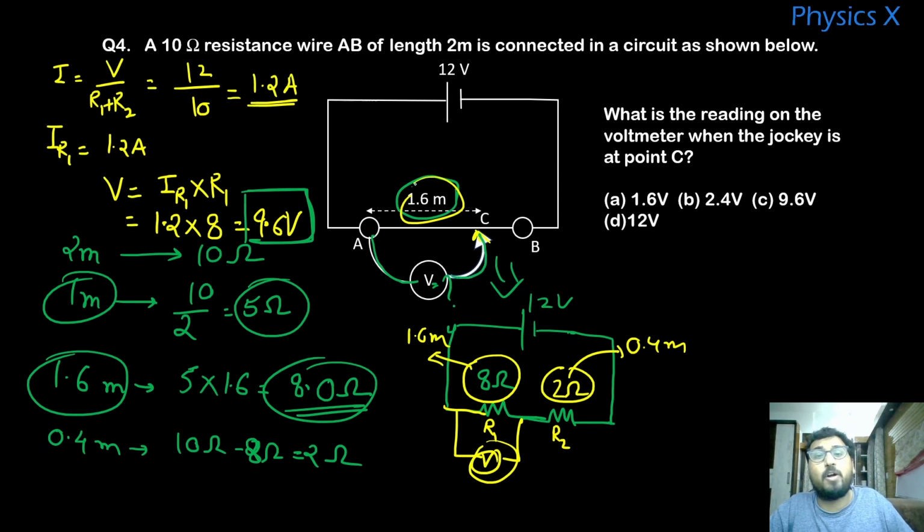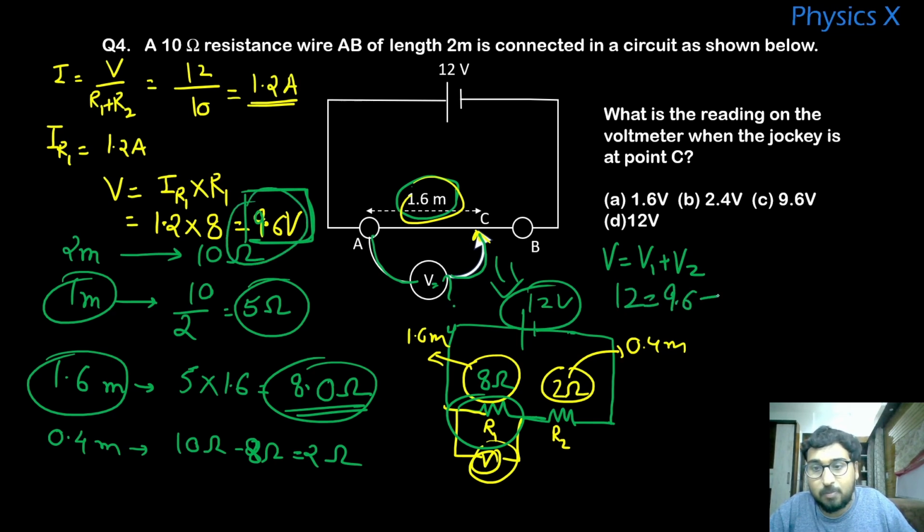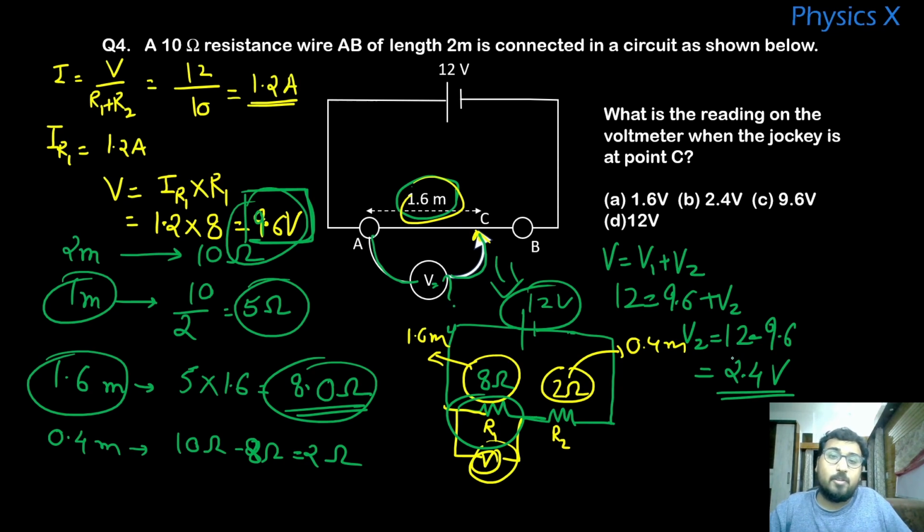And suppose they ask what will be the voltage across the remaining part. 9.6 volts is the drop across this. We know that V total is equal to V1 plus V2. So 12 is equal to 9.6 plus V2. I can find V2 from here, which is 12 minus 9.6, so it is 2.4. Right? So this is how you can solve it.